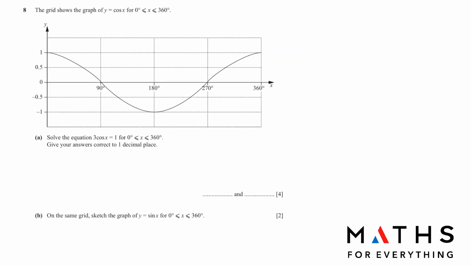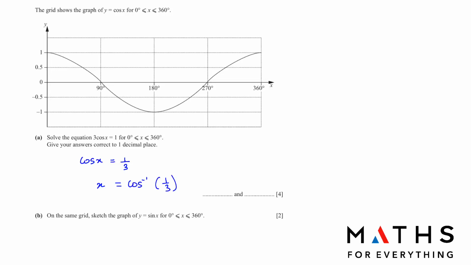Question number 8, we have a graph. This is y is equal to cos x from 0 till 360. Solve the equation 3 cos x is equal to 1 for the degree between 0 to 360 and give your answer correct to 1 decimal place. What we can do is we shift the 3 to the other side. And then we write cos inverse 1 over 3.